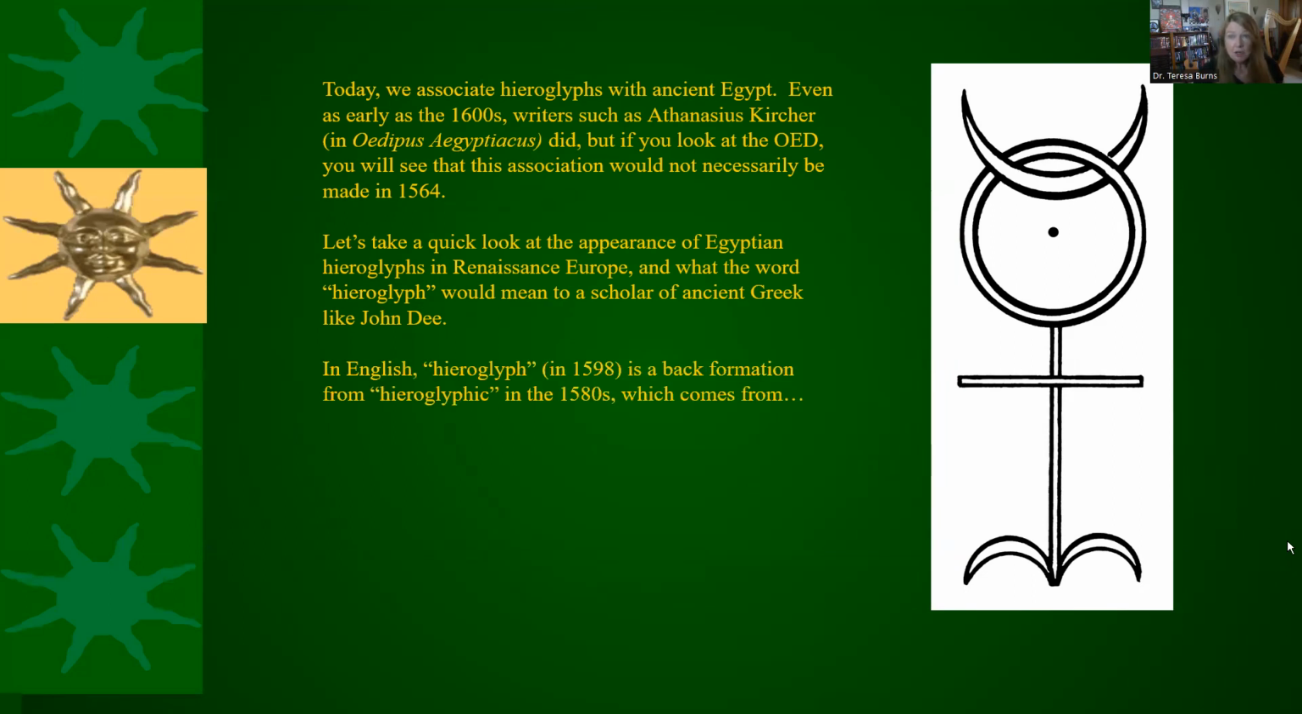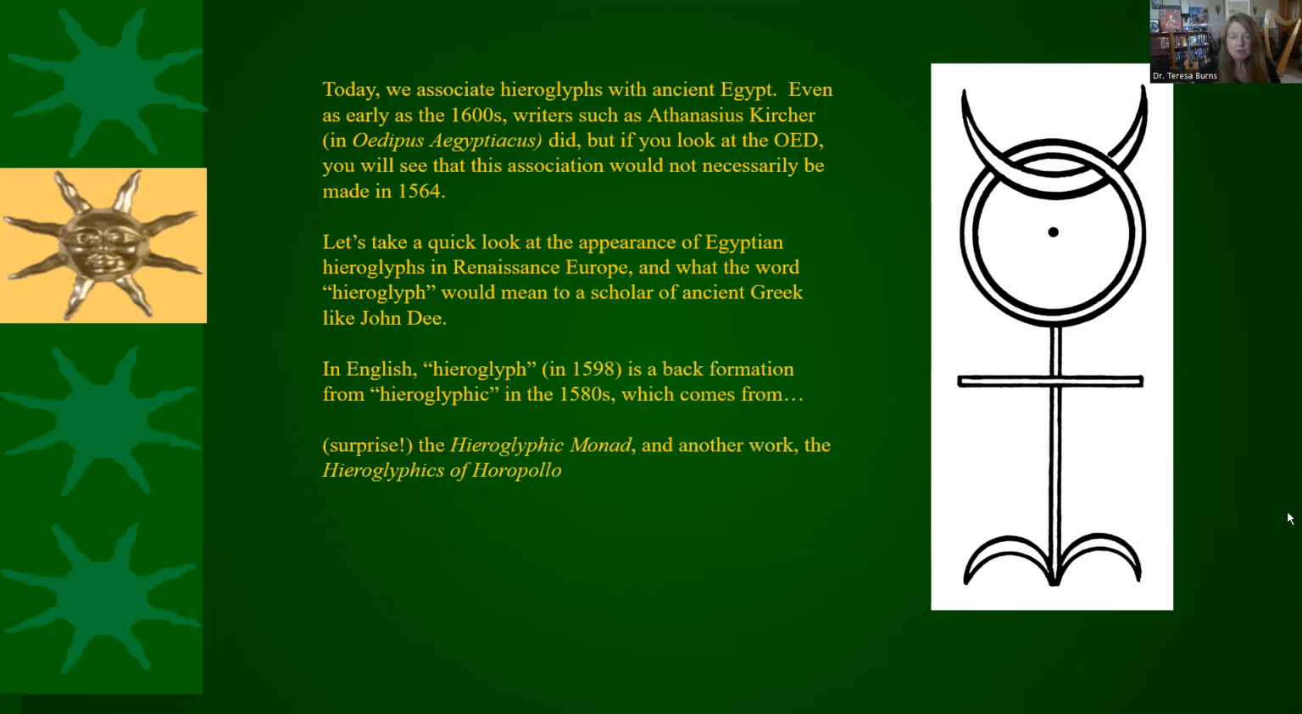And the word hieroglyph doesn't actually show up in English till 1598. That's after Dee writes the Monas Hieroglyph in Latin, obviously. And it's what's called a back formation, which means there's this adjectival form, and from that you form a noun. Backwards, it's usually you'd have a noun and you go the other direction.